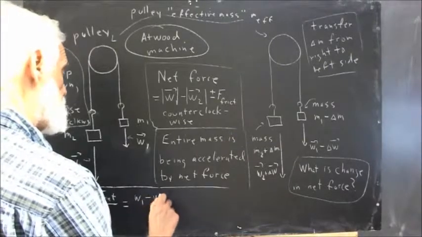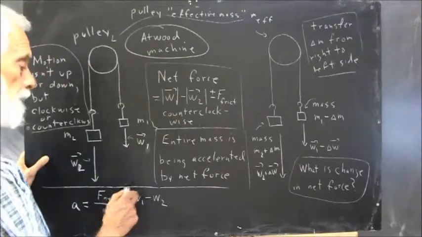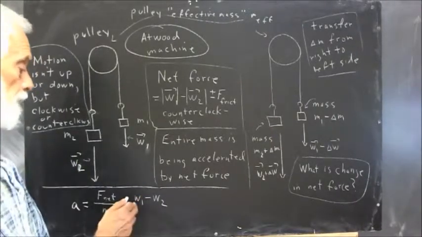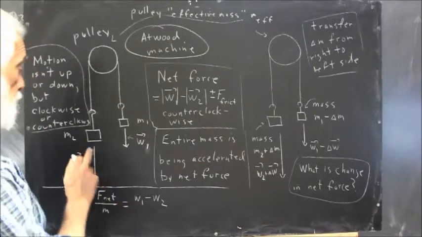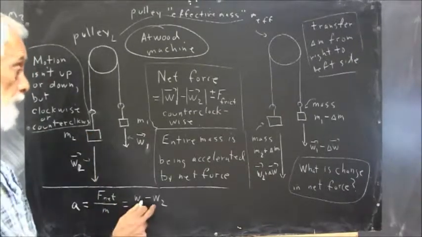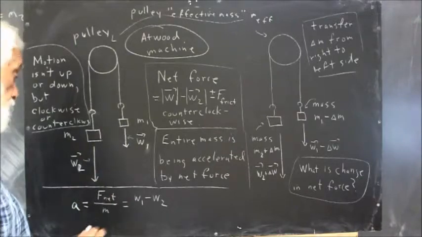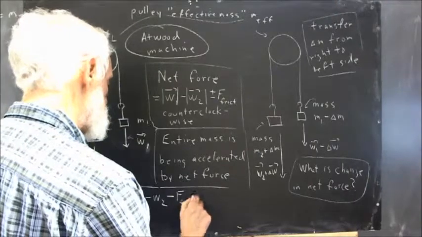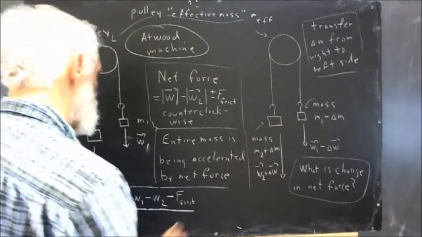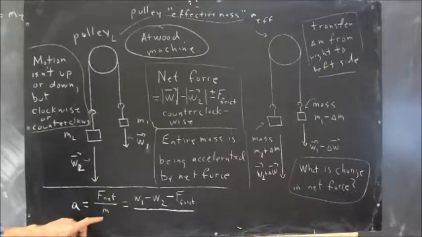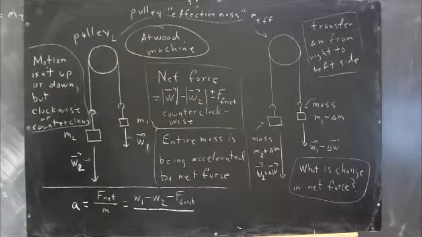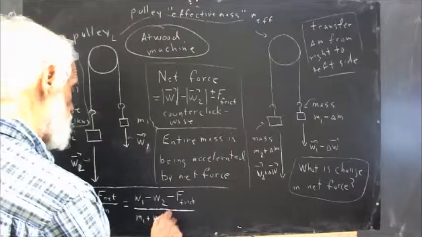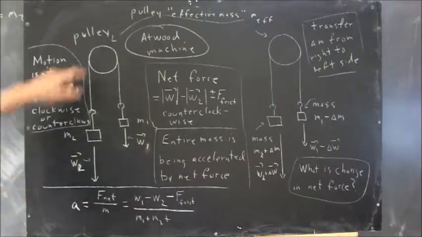W1 minus W2, where I've left the arrow over the vector off, and the absolute value signs can therefore be left off. So W1 is just the magnitude of the weight of this mass, W2 the magnitude of the weight of this mass. And then it's going to be minus the force of friction. That's going to be divided by the mass of the system, which is going to be M1 plus M2 plus the effective mass of the pulley.